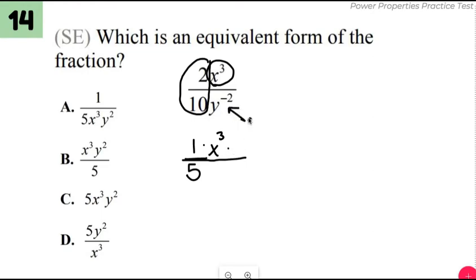This, on the other hand, is a problem. I can't have to the negative any power. So if I want to change y to the negative 2nd power and make it become y to the positive 2nd power, I have to move it from the denominator to the numerator. Move it to the numerator and it becomes the opposite, so y to the 2nd power.